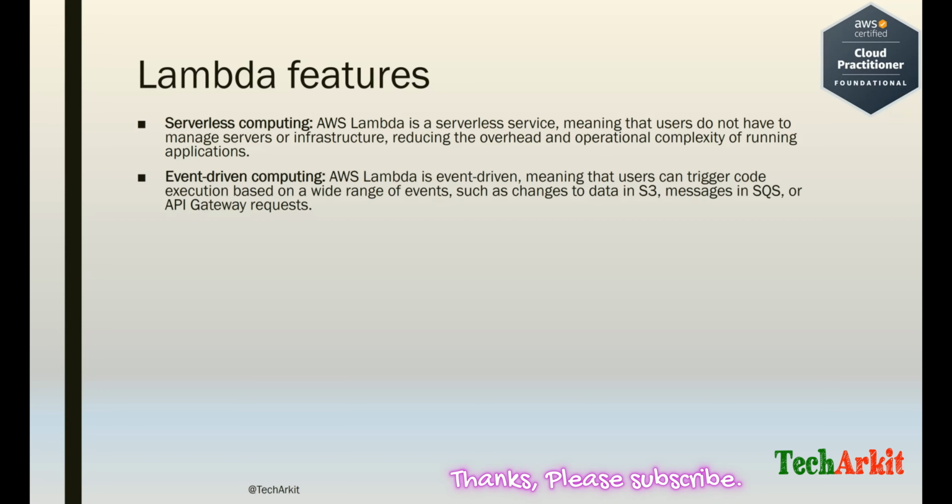Then there is event-driven computing. AWS Lambda is event driven, meaning that users can trigger code execution based on a wide range of events, such as changes to data in S3, messages in SQS, or API Gateway requests. There are so many other things you can also integrate, like EventBridge or SNS and other services. Whenever there is a trigger or a message, you can trigger the Lambda function.